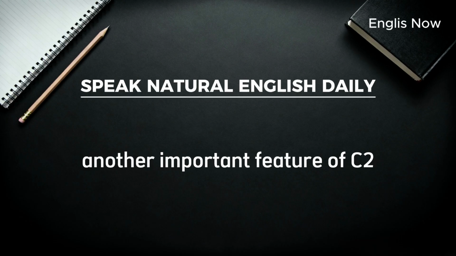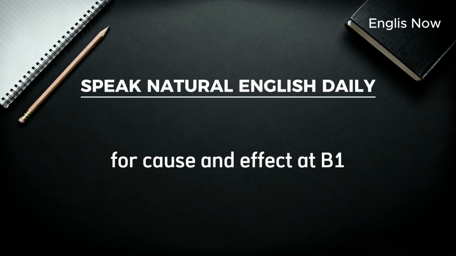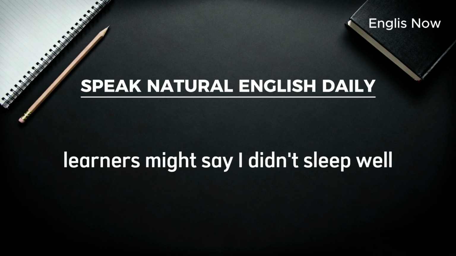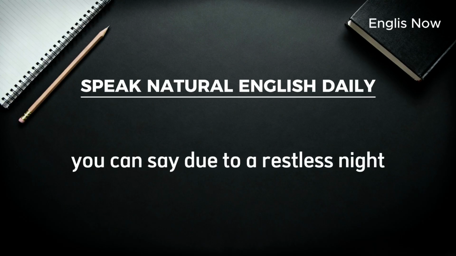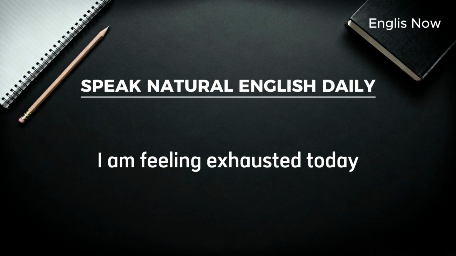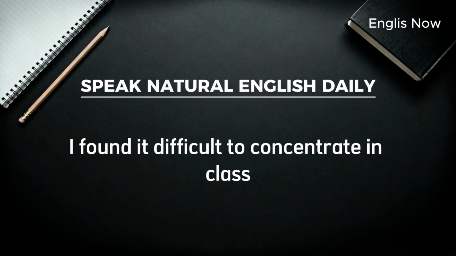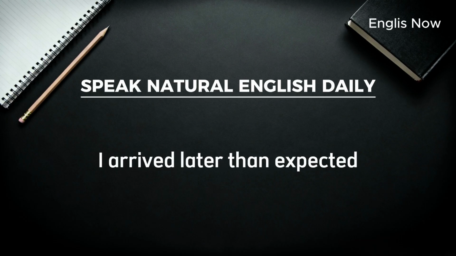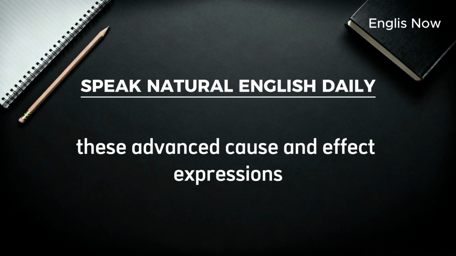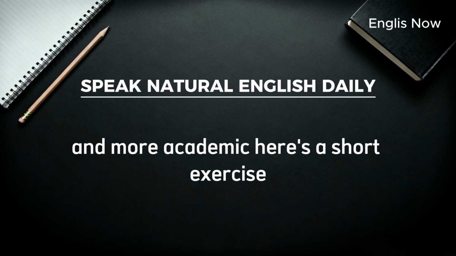Another important feature of C2 fluency is advanced linking devices for cause and effect. At B1, learners might say, "I didn't sleep well, so I am tired." At C2, you can say, "Due to a restless night, I am feeling exhausted today." Or, "As a result of staying up late, I found it difficult to concentrate in class." Or, "Owing to the heavy traffic, I arrived later than expected." These advanced cause and effect expressions make your English smoother and more academic.